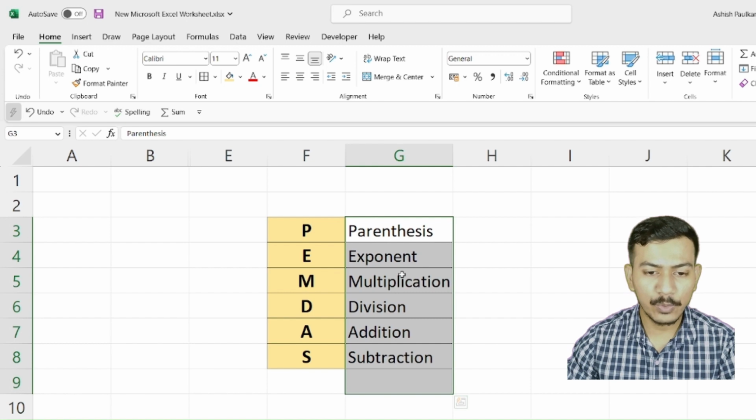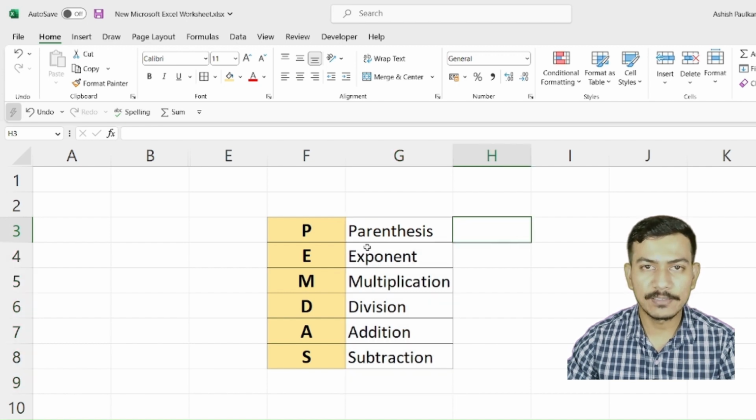So hope you understood this. You can try skipping any of these with your own calculations and see if you get the desired result or not. Try it out.